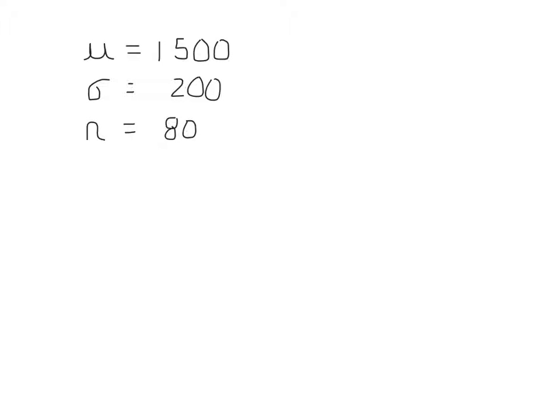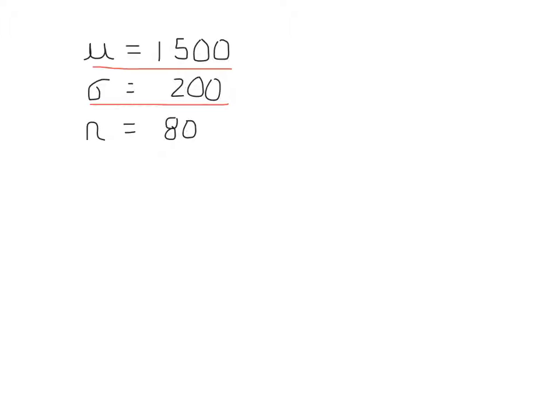This is exercise 2.4.31, where we're told that the mean value of land and buildings per acre from a sample of farms is $1,500. So I've identified that mu is 1,500 with a standard deviation of $200. So I've identified that standard deviation sigma is 200.